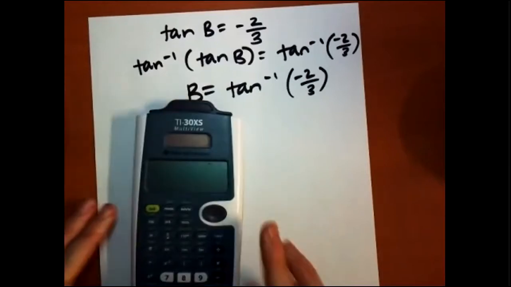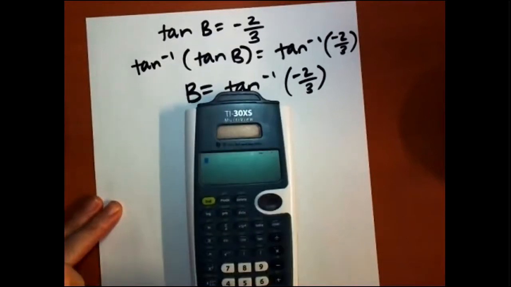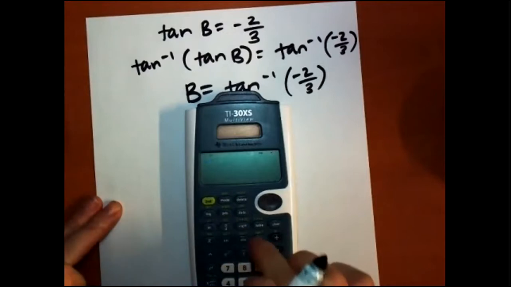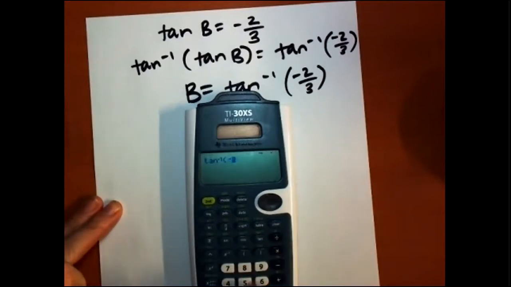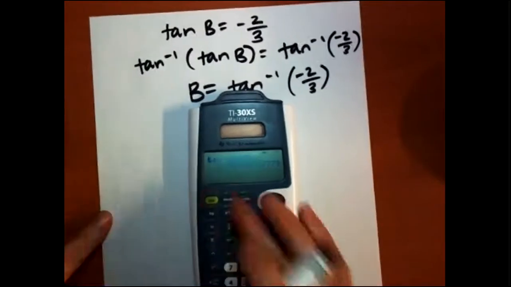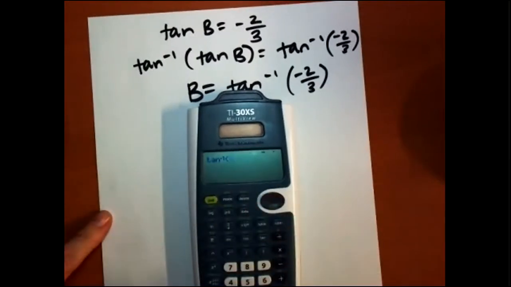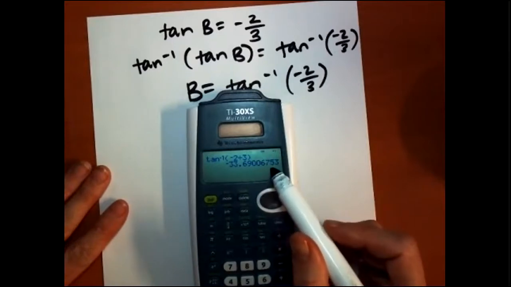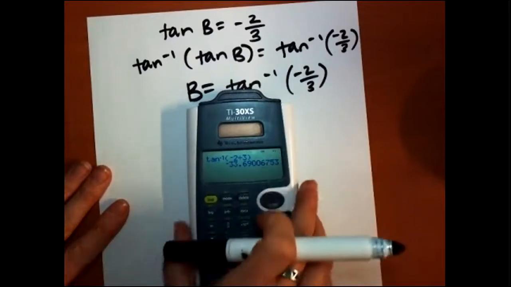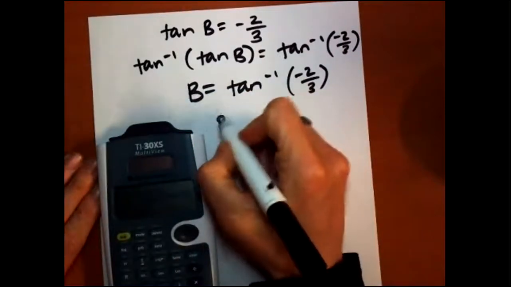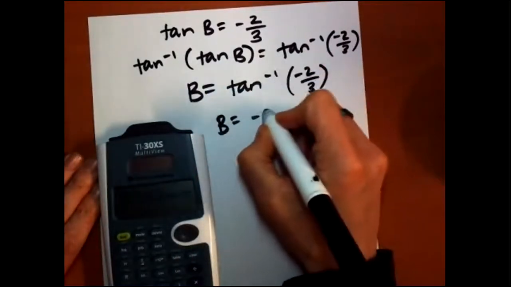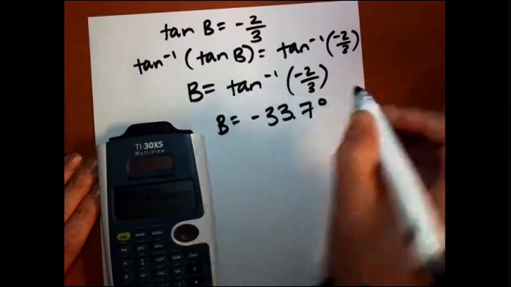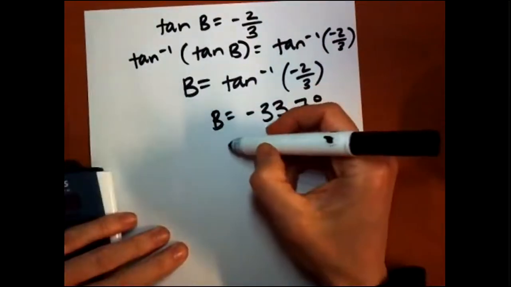And if I plug that into my handy dandy calculator, inverse tangent of negative 2 over 3, it tells me, nope, I did negative 2 times 3, try again. Inverse tan of negative 2 divided by 3. All right, negative 33 point, what did it say, round to the nearest tenth. So we'll say negative 33.7. So B equals negative 33.7 degrees.